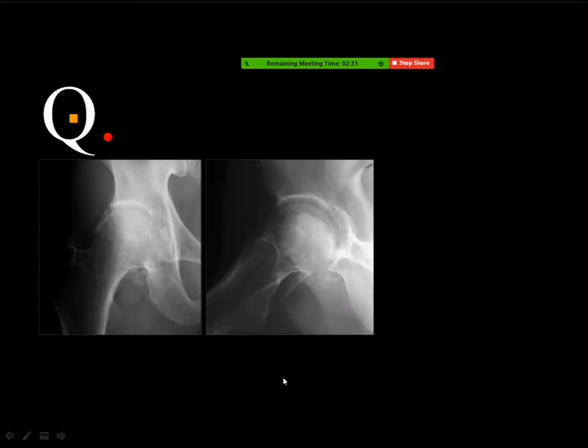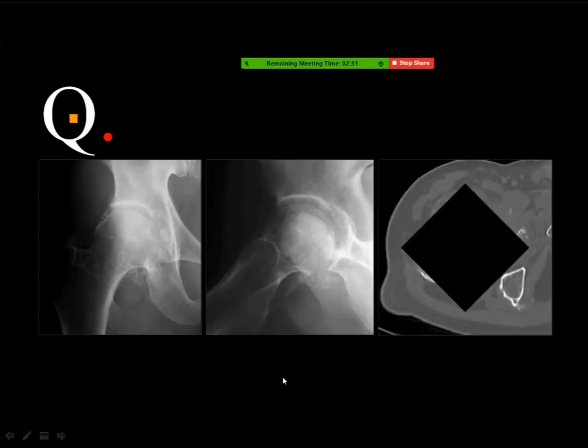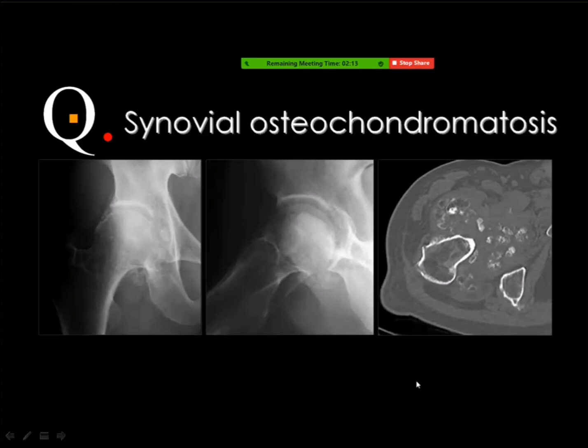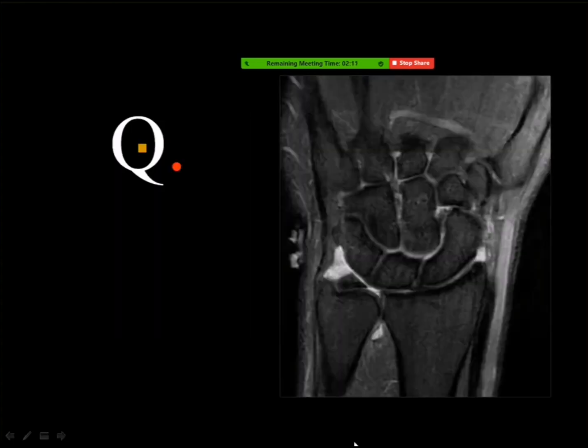What do you think? This is the CT scan of the same case. Osteochondromatosis. Yes, this is synovial osteochondromatosis. You got too many loose bodies in the vicinity of the knee joint. They are clearly seen here in the plain film, but they are evident in the CT scan. This is synovial osteochondromatosis. And this is MRI of the wrist joint.